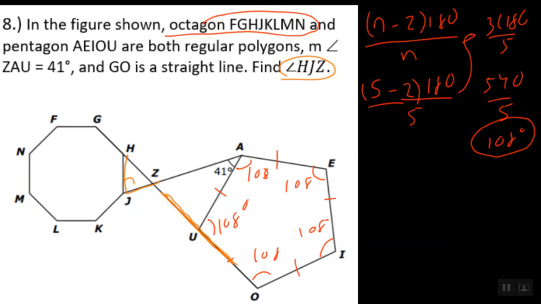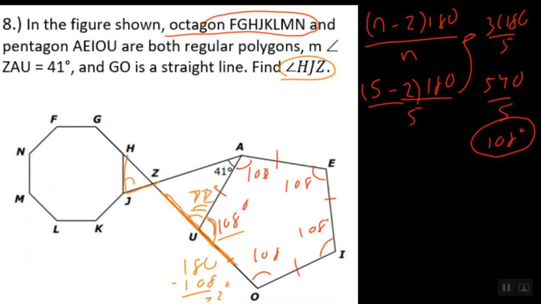Here I have a straight line, and this angle is 108 degrees. And we know the angles on a straight line add up to 180. So we can do 180 minus 108, which will give me 72 degrees. And here I can write in 72 degrees. I'm just trying to squeeze it in.